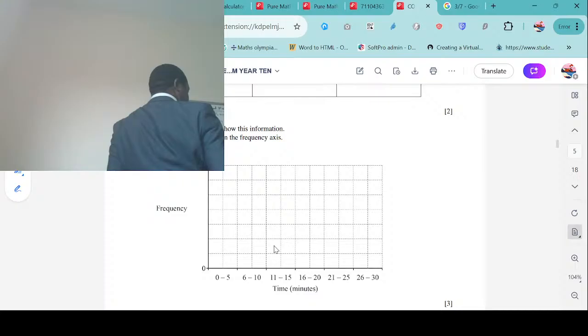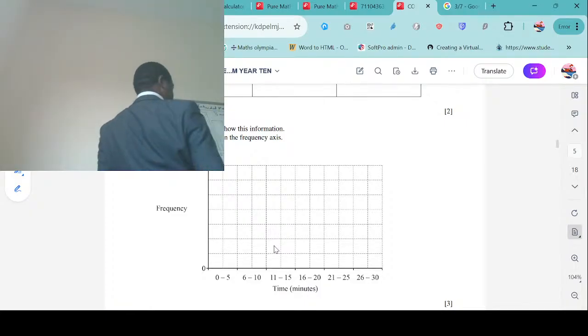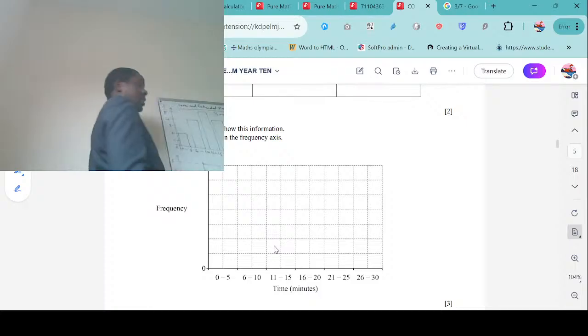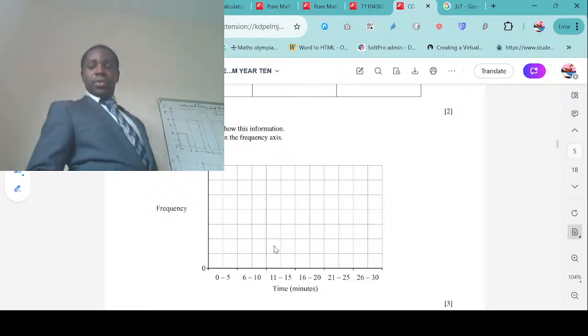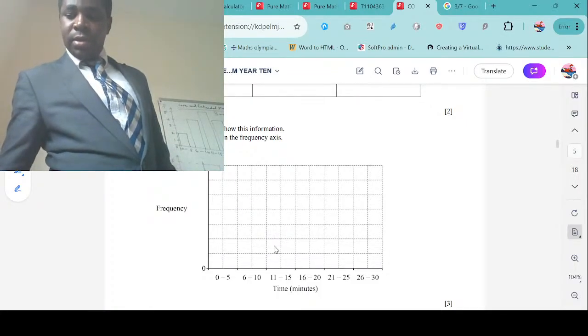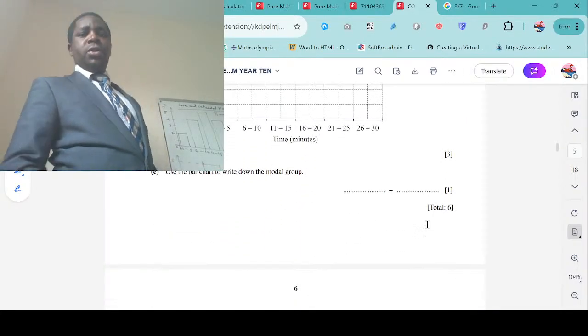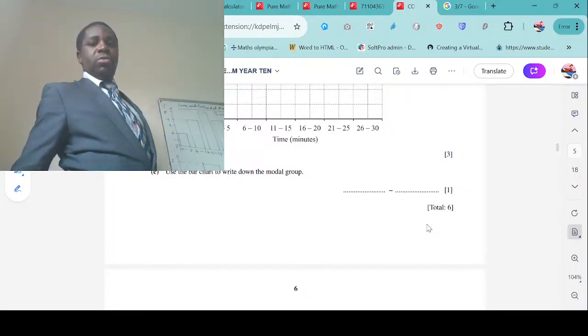And we have 15.5 to 20.5, and then you have 25.5, which is 2, and you have 30.5, which is 1. So that is the difference between the two graphs. It's very important so that you won't make a mistake.